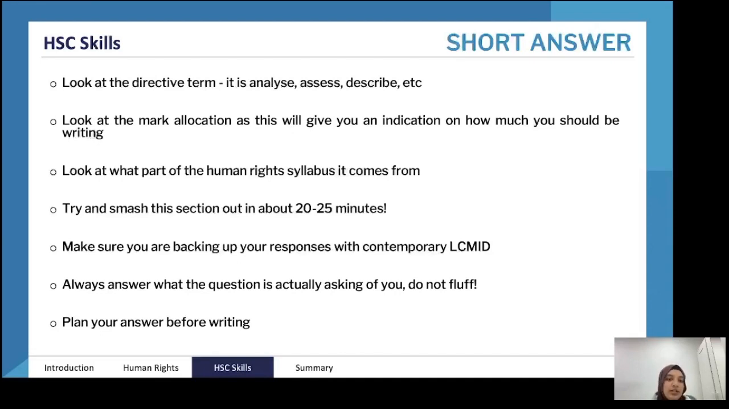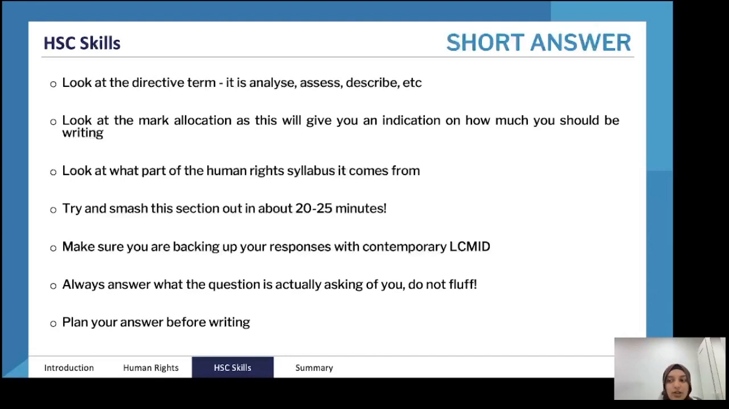So again, look at the directive term. If you feel like you're stuck on a certain directive term, have a look at past papers for examples of the types of questions asked with that directive term, and then the marking guidelines. Also, please have a look at the NESA website, because they have a glossary of all of the directive verbs. And then look at the mark allocation and the lines that you're going to be given. Look at which part of the syllabus it's coming from.